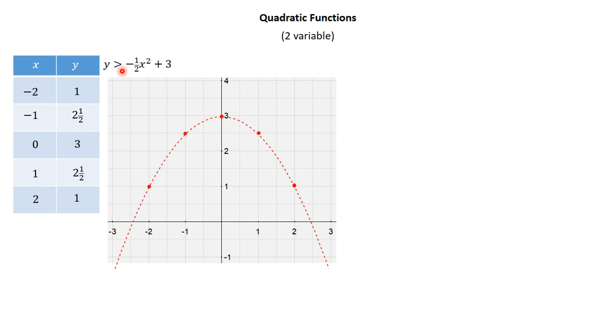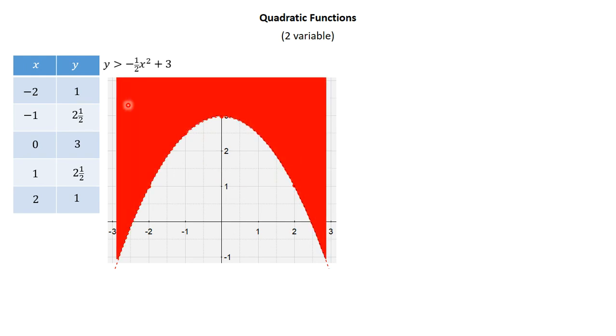And then shading. In this case, I would plug in the point 0, 0. Is 0 bigger than 3? No, 0 is not bigger than 3. So this point doesn't work, which means none of these points in here should work, which means the points on the outside should work. So we'd shade the outside.